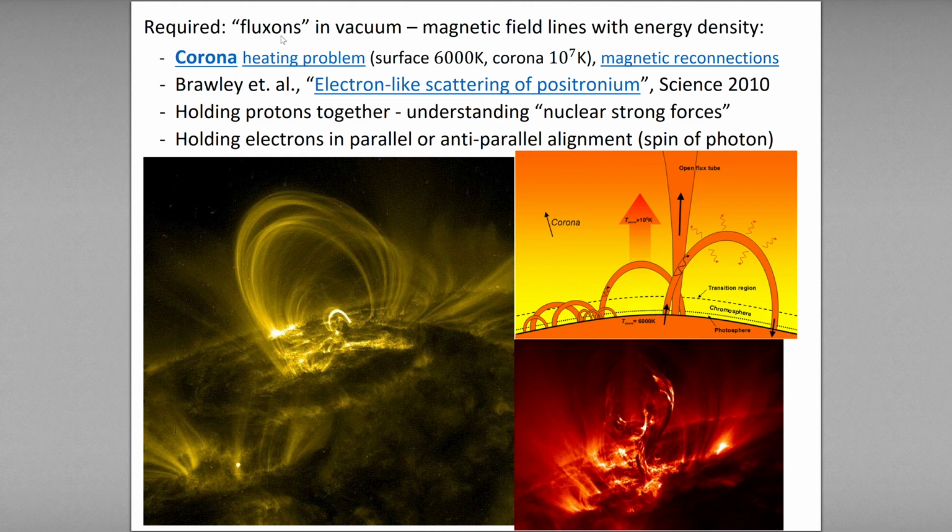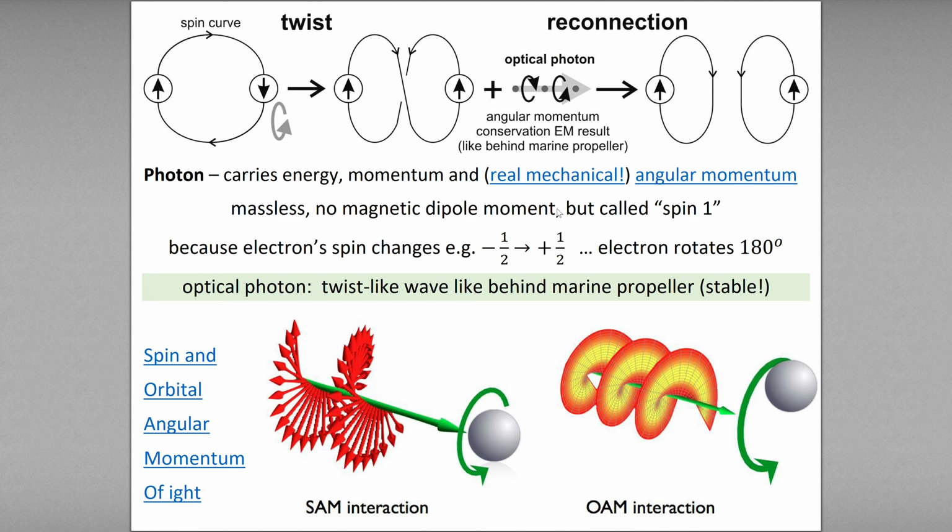So this is one place where they seem necessary. Another place is making ortho-positronium stable, suspiciously stable. Another situation is to hold large nuclei together. So there is this problem: why do these positively charged protons hold together inside the nucleus? This is a difficult question, and these kinds of lines could answer it. We can discuss light, but maybe let's skip it here.